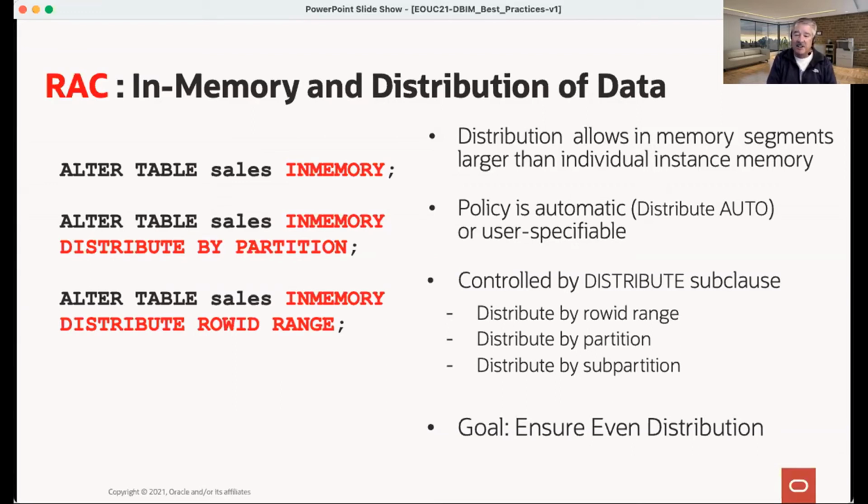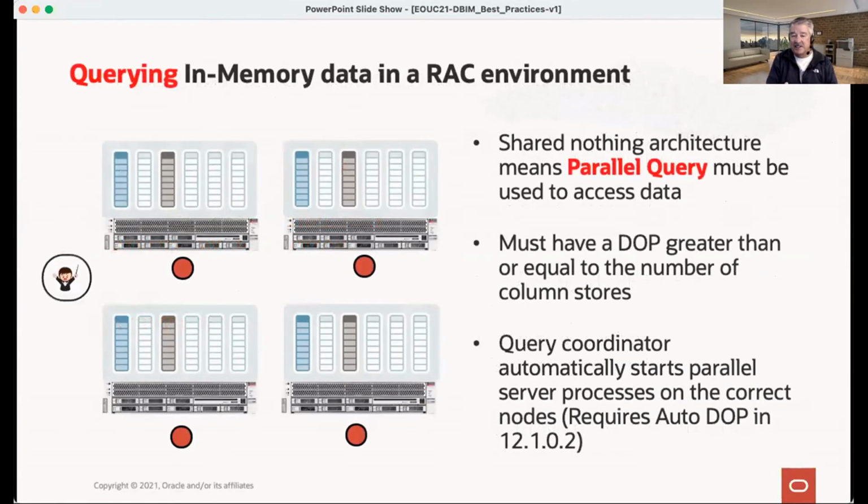That's the best practice in order to ensure even distribution. And the idea here, in our 4-node rack example, is we want at least one parallel server process on each node. Since we're having to access that data distributed across the column stores, you're going to need to have at least a DOP, in this case, of 4. In the past, when we started with 12.1.0.2, we required auto DOP to achieve that distribution and to be able to access that data in each of the nodes.